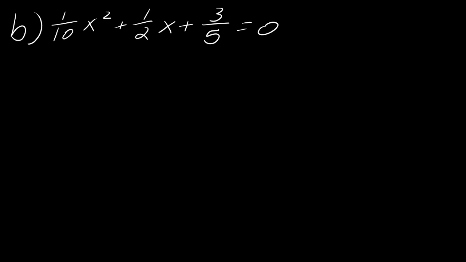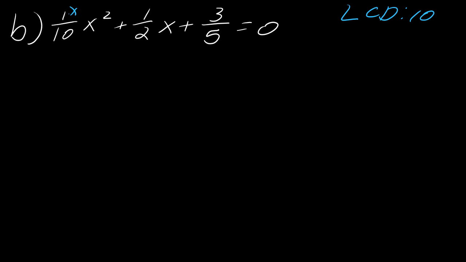Okay, so now let's keep going. Okay, so this looks like a nightmare to factor at first. So I've got 1/10 x squared plus 1/2 x plus 3/5 equals 0. So there is a little hack that we want to use. I don't want to deal with the fractions, so I'm going to use that age-old technique of finding the LCD of all fractions. So I've got 1/10, 1/2, and 3/5. What's the LCD of all of these? The LCD in this case would be 10.